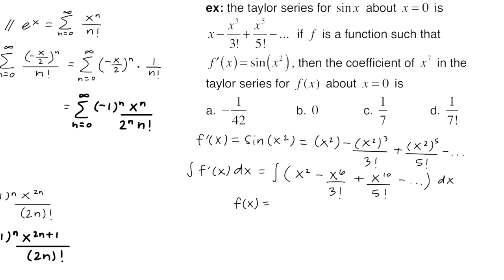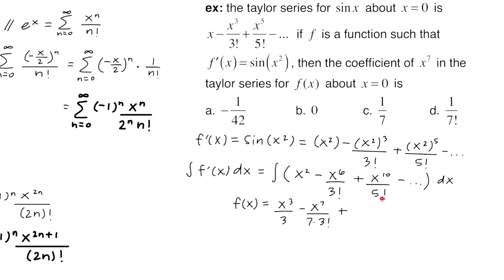So the integral of x squared is going to be x cubed over 3. And then when we integrate this term, we're going to add 1 to the exponent. And then we divide by that new exponent. And we'll do the same thing for this term. And this works out great because the problem wants the coefficient of the x to the 7th term.